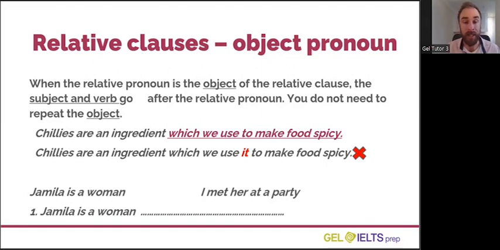The correct answer is: Jamila is a woman who I met at a party, or Jamila is a woman whom I met at a party, or Jamila is a woman that I met at a party. Notice that we don't say "I met her" because these relative pronouns replace her.